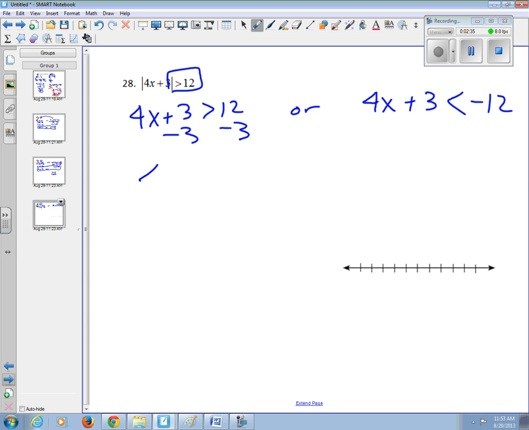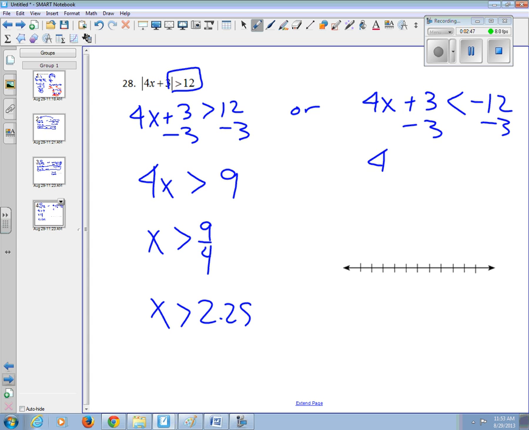Subtract 3, so 4x is greater than 9. Divide by 4, and that's going to be 2.25 as a decimal. Over here, when we subtract 3, we get 4x is less than negative 15. Divide by 4, so that's going to come out to x is less than negative 3.75.